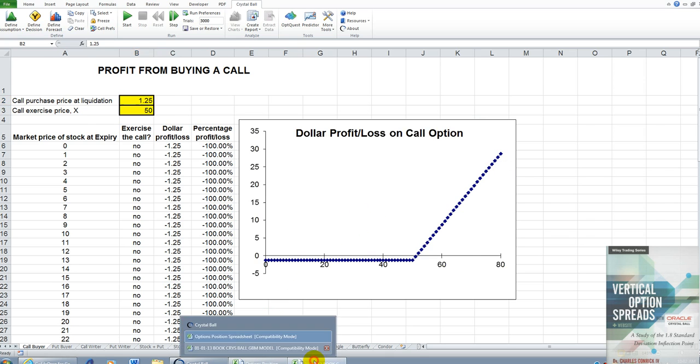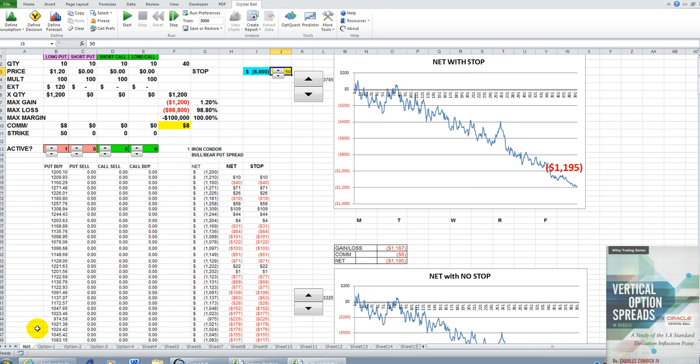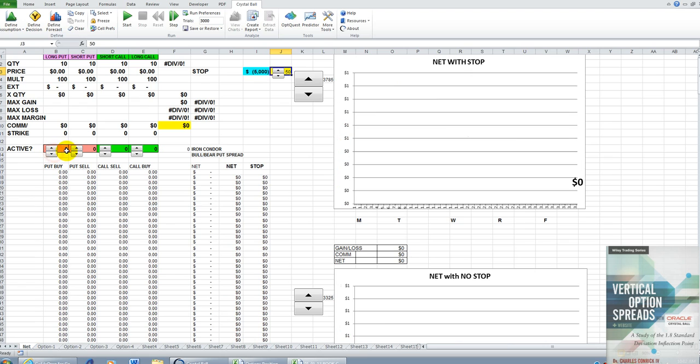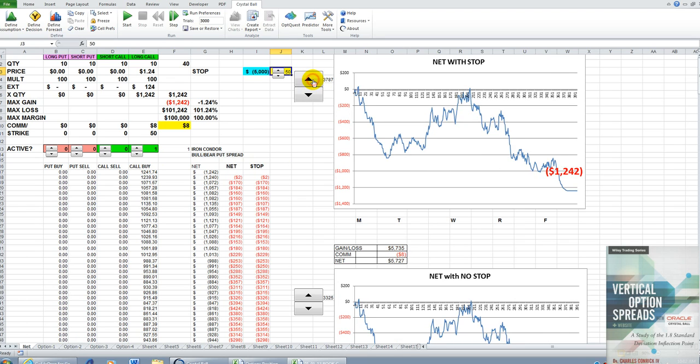So back to the trading spreadsheet and the concept of probability. We will now go back to the net sheet, and we'll click off everything but the long call, which is call buy. So by having put buy over here, put sell, call sell set at 0, we're not evaluating those. You can see the cells, of course, all turn to 0. And then by triggering on call buy, that means all we're going to be looking at is the call buy. So using this big spinner we looked at before, let's see what happens.